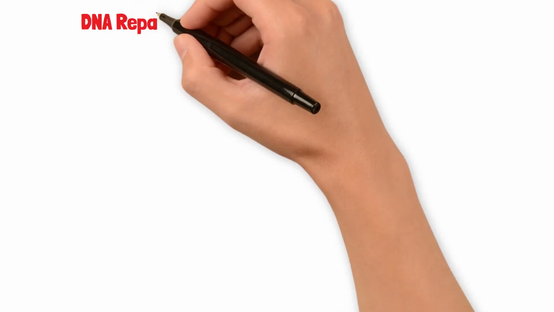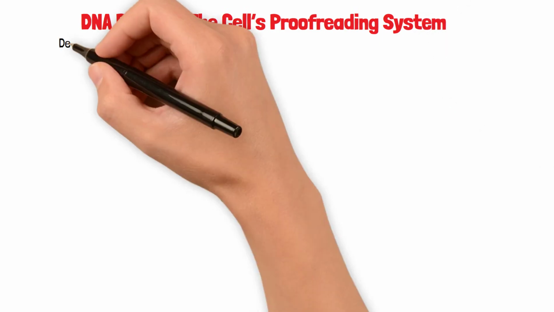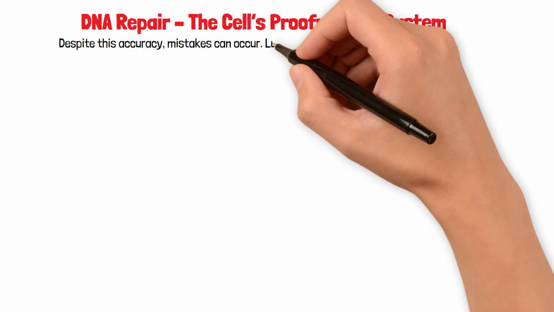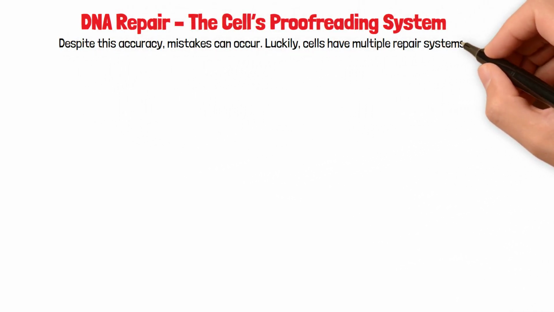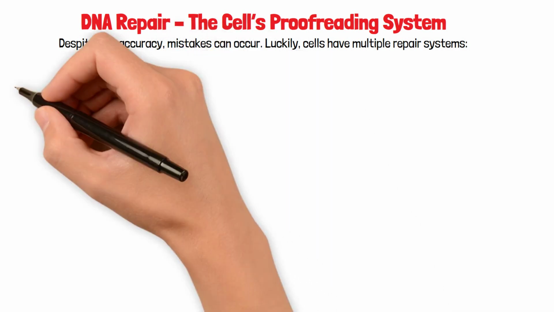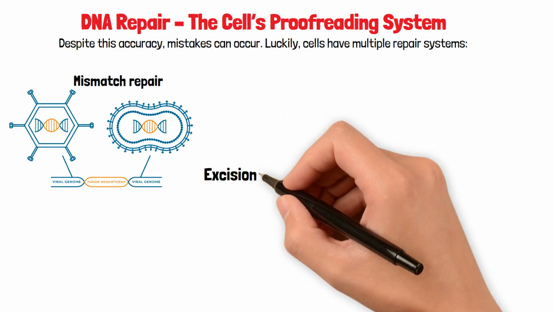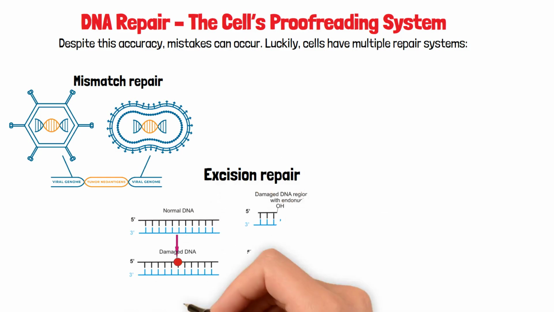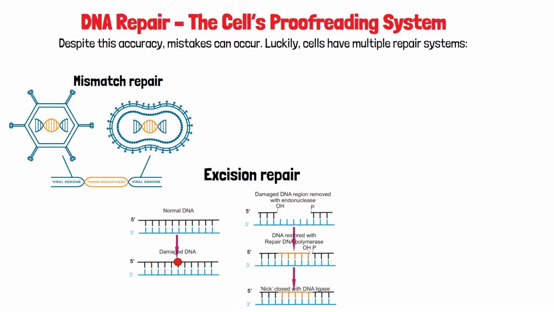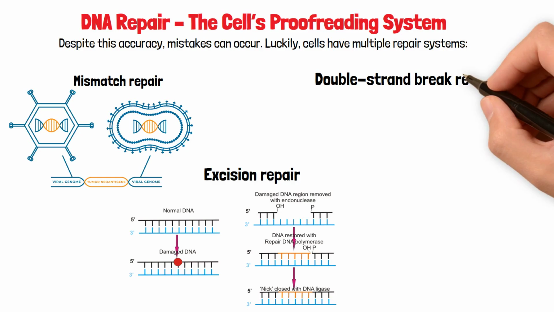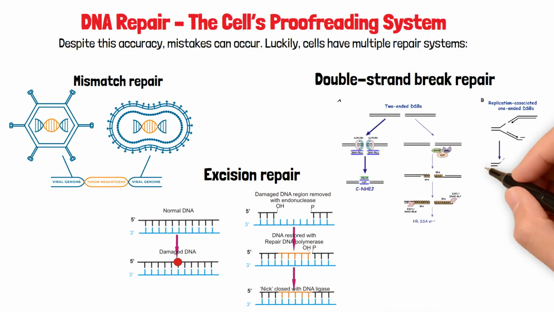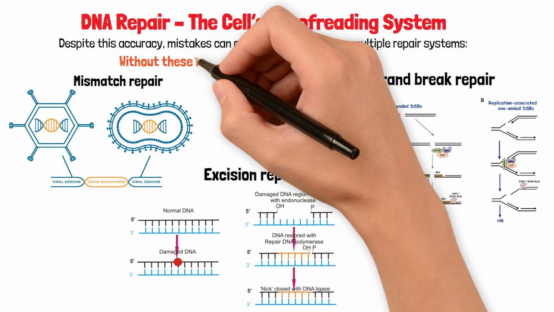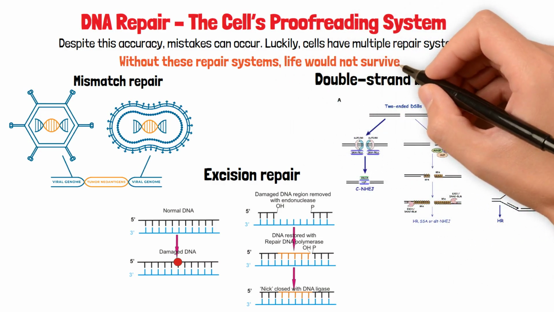DNA repair, the cell's proofreading system. Despite this accuracy, mistakes can occur. Luckily, cells have multiple repair systems. Mismatch repair fixes errors that escape proofreading. Excision repair removes damaged bases caused by UV light or chemicals. Double-strand break repair joins broken DNA ends, often through homologous recombination. Without these repair systems, life would not survive.